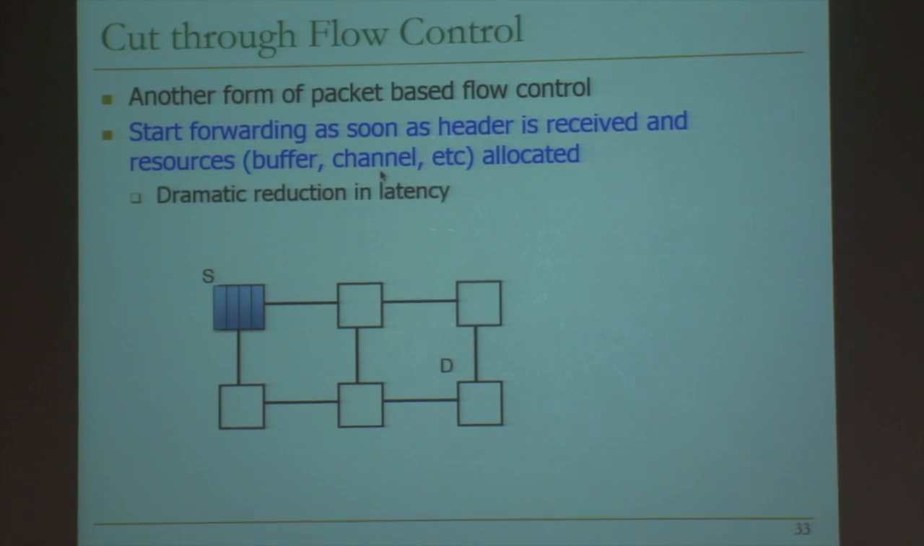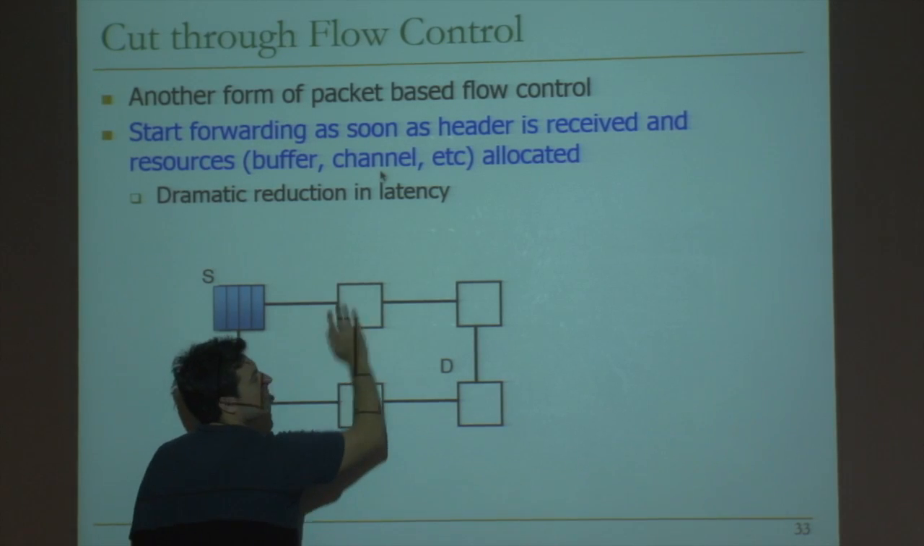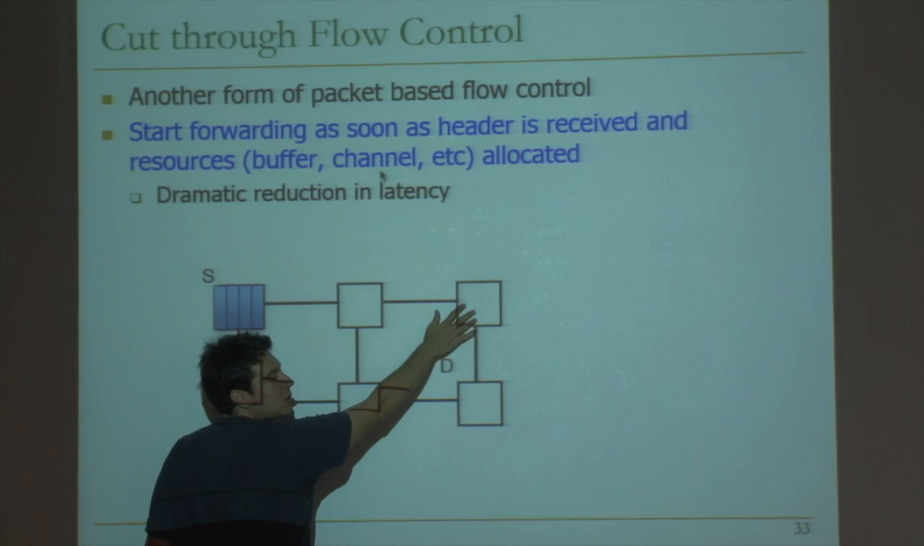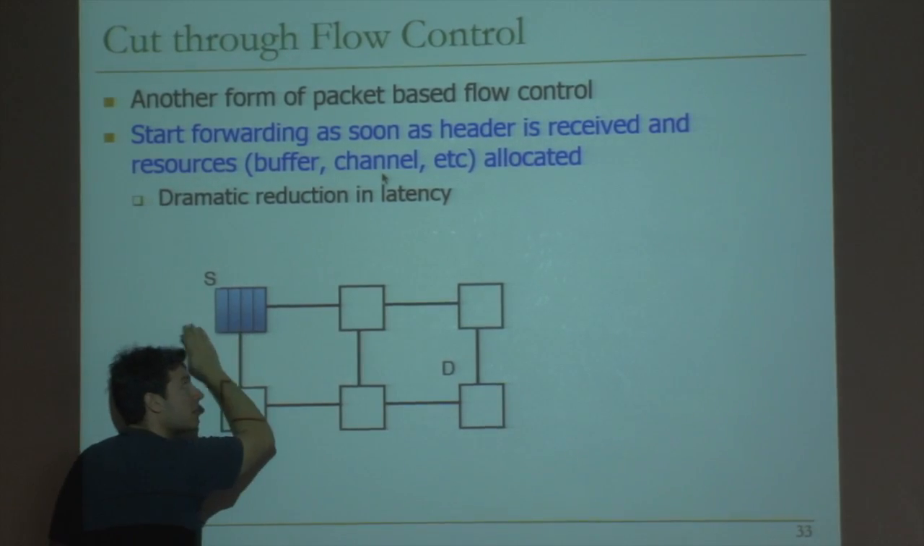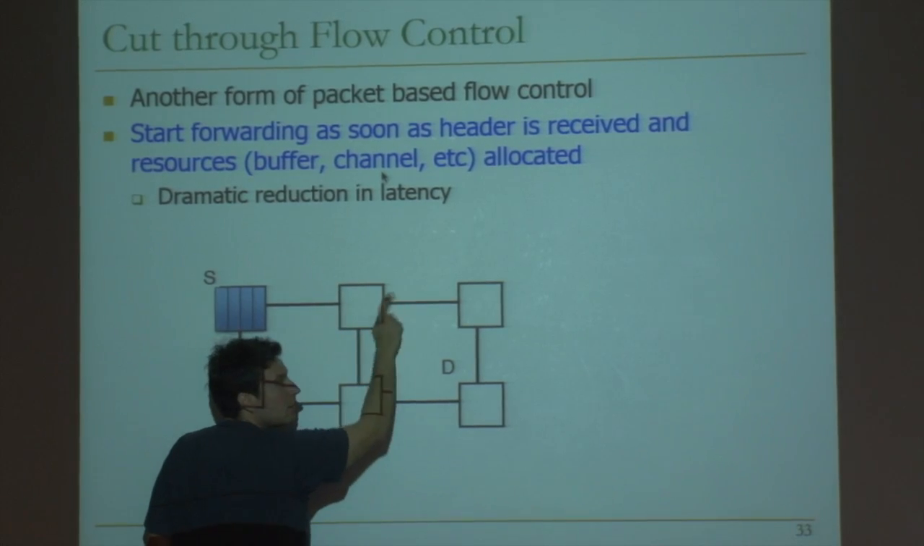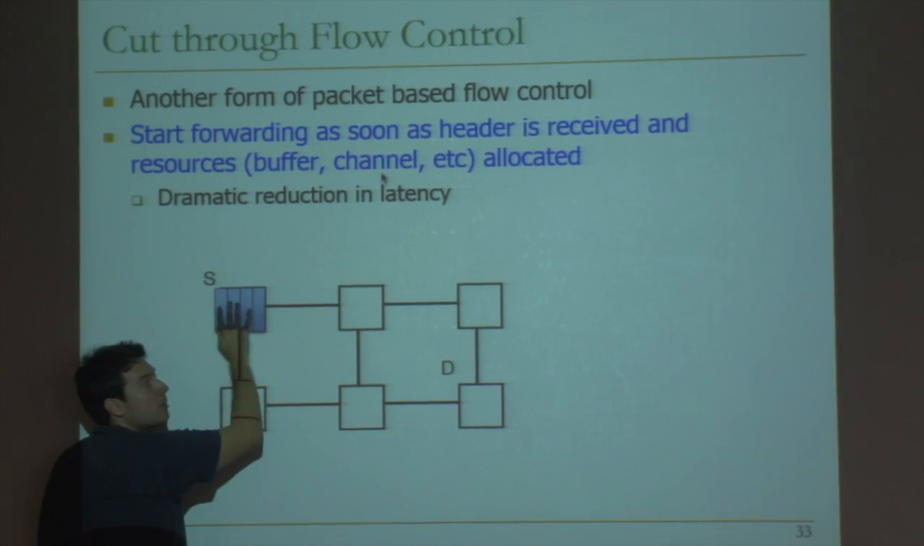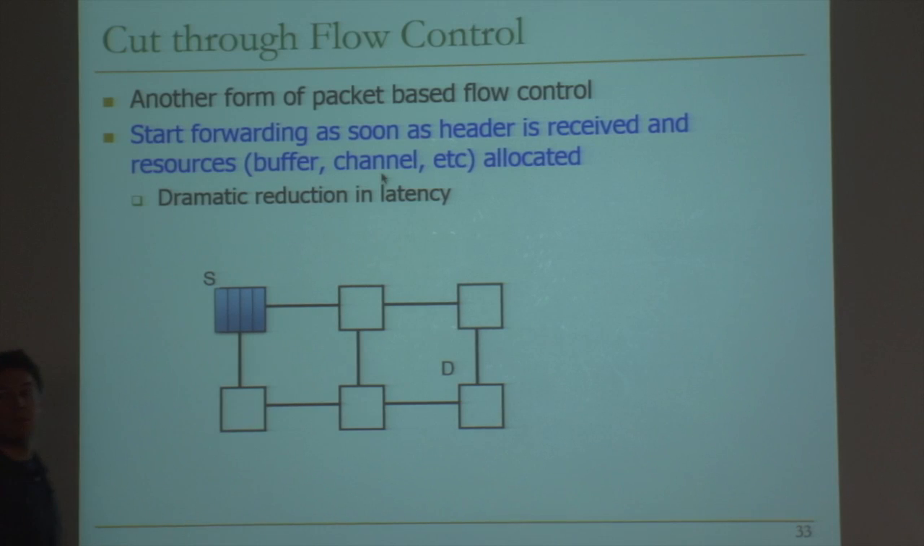As soon as the header is received, so let's look at this. So the main advantage here is the latency. What's a disadvantage, or what's a problem we didn't solve with this? So this guy knows that this guy has enough router space, and this router knows that this router has enough buffer space. So we can start forwarding parts of the packet before the entire packet is stored in the next router. But what kind of disadvantage do we still have?